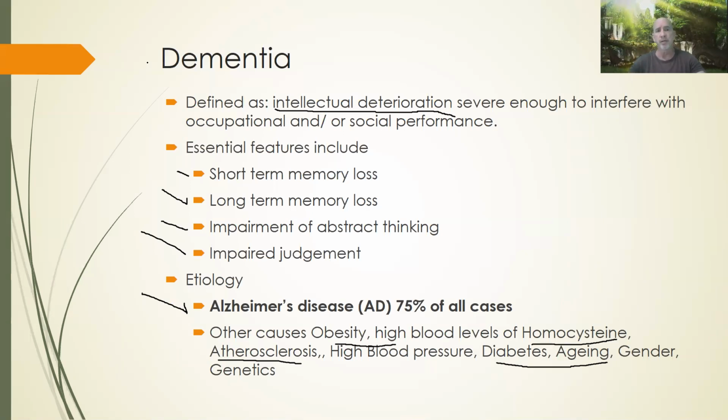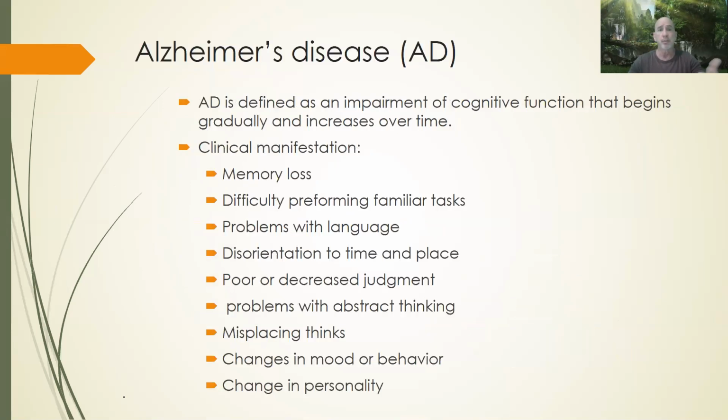So it's more a description of a symptom than it is an actual disease itself, as opposed to, you might want to remember this on that slide, Alzheimer's, which is an actual disease. So you can have Alzheimer's and get dementia, but just because you have dementia doesn't necessarily mean you have Alzheimer's. There again, Alzheimer's is one of our nemeses in nursing, impairment of cognitive function.